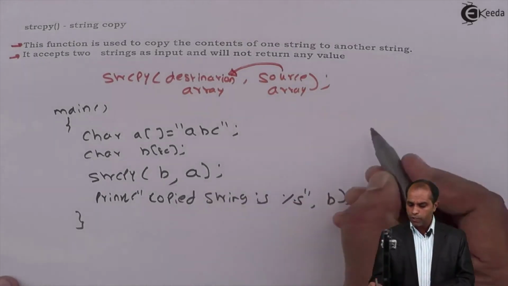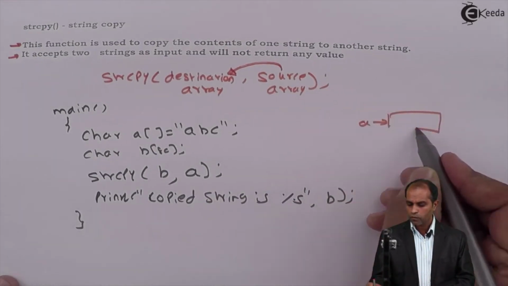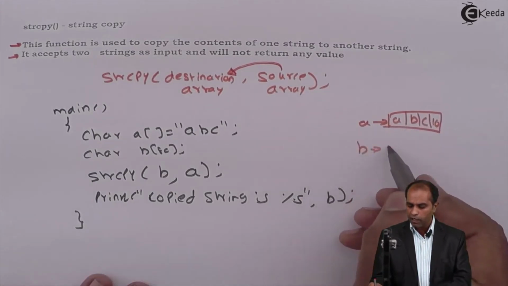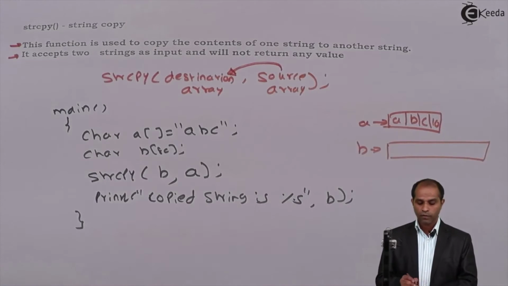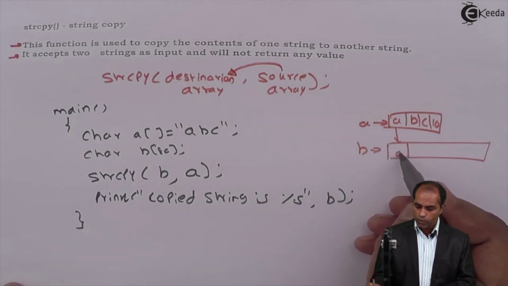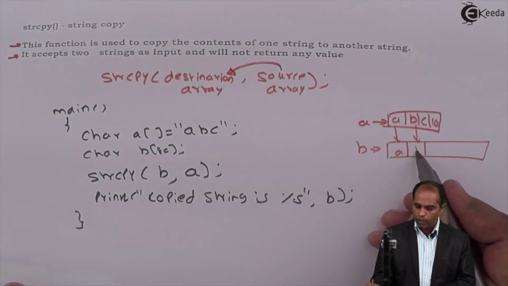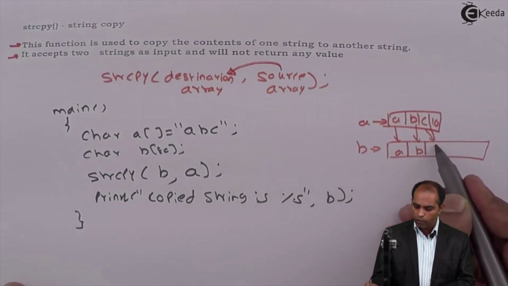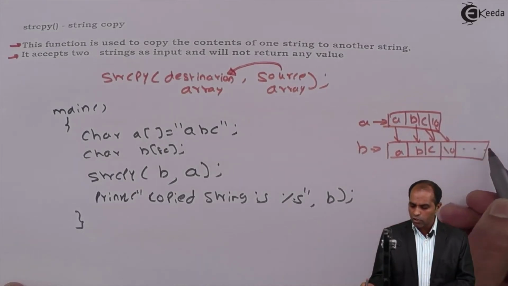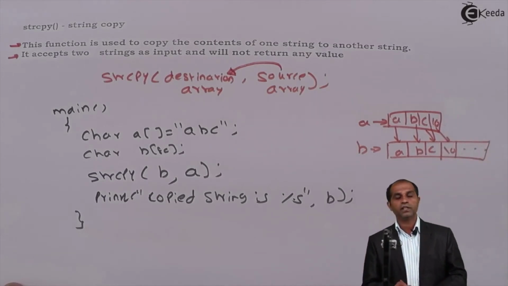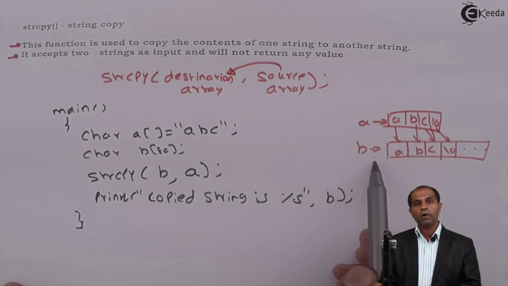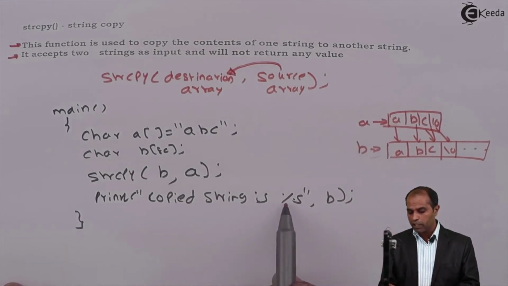So assume that a is a string which stores a, b, c and the null character. B is a larger string which stores 80 characters. What does strcpy do? Copies a of 0 to b of 0. Copies a of 1 to b of 1. Copies a of 2 to b of 2. Copies a of 3 to b of 3. And then the rest all will be garbage. It will not be copying any of these contents. So the contents of a are copied onto b one by one. And then the copied string is printed with %s.